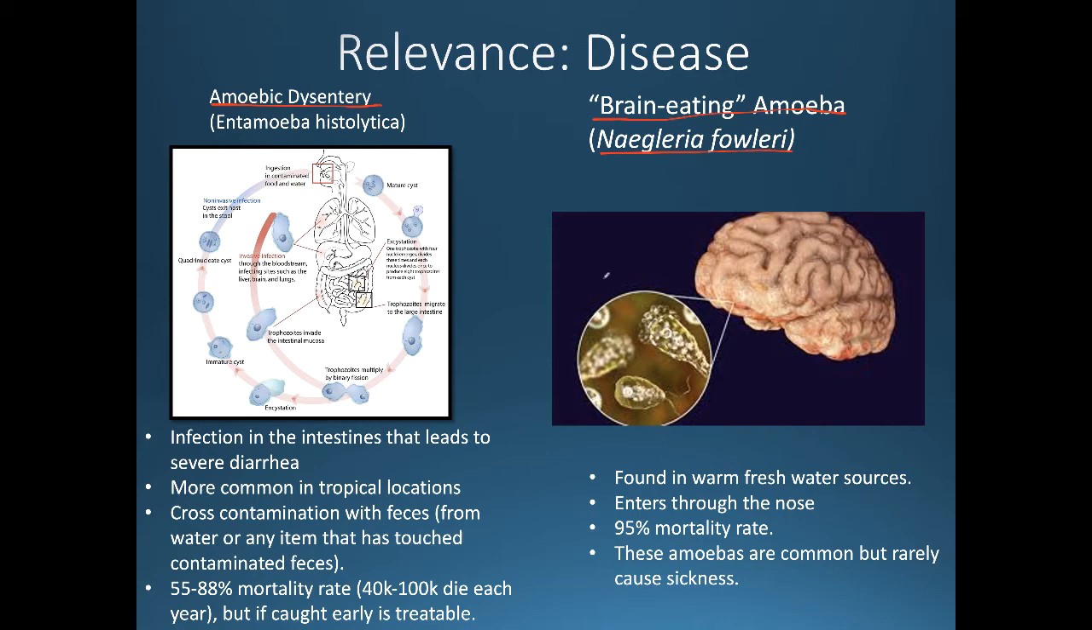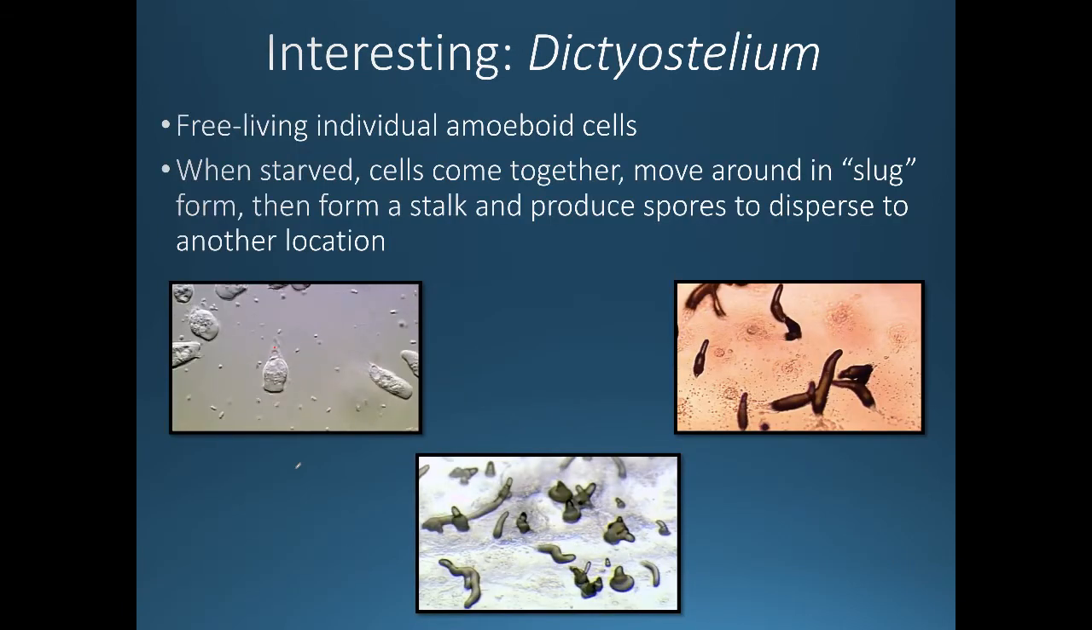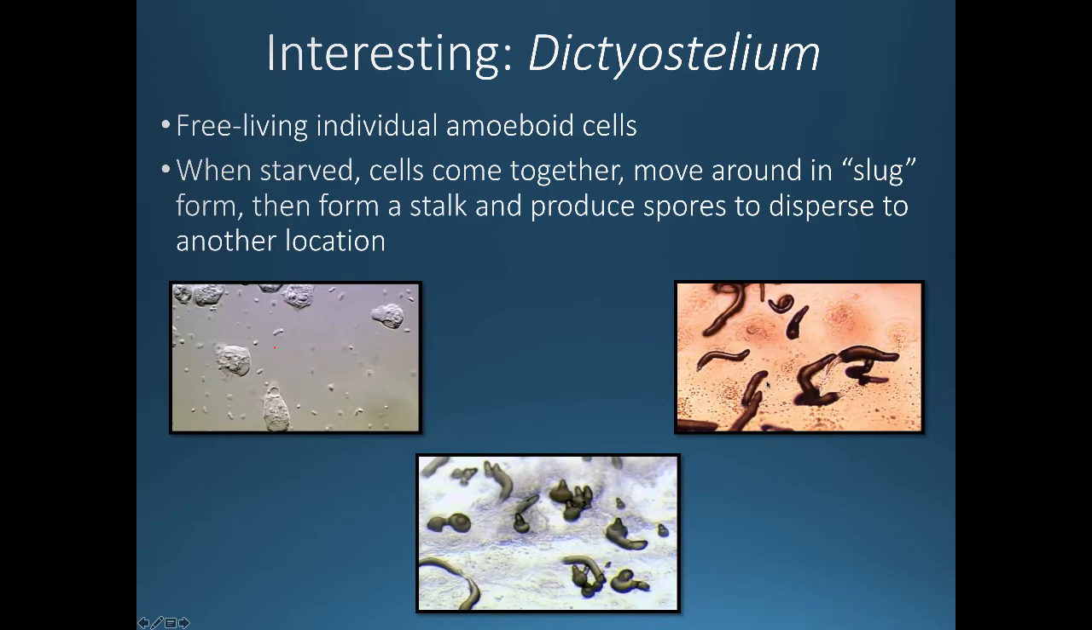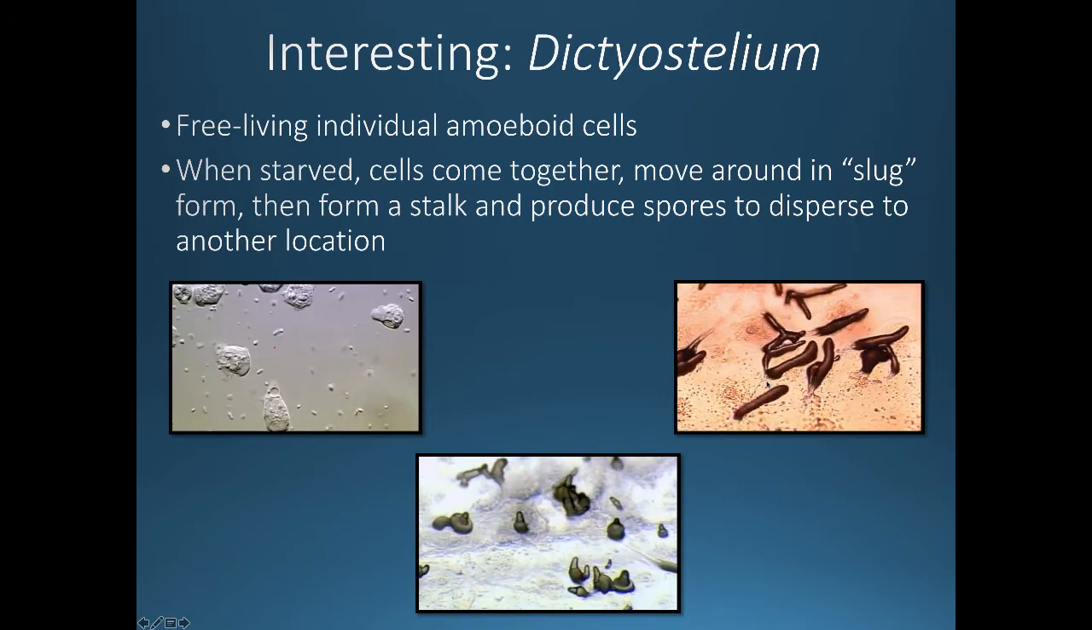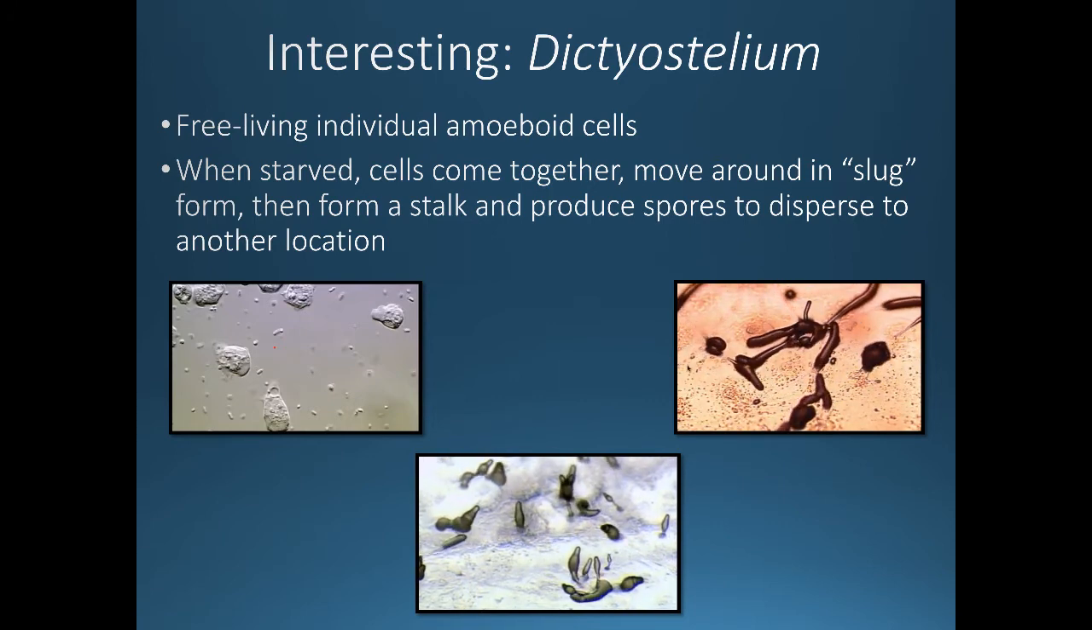While these types of amoebas are pretty common, they rarely cause sickness. But when they do cause sickness, it is devastating. Something interesting about Dictyostelium is that they usually live as these single-celled organisms. However, when nutrition becomes scarce, these single cells will come together and form these slugs.